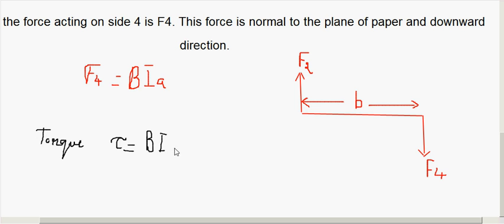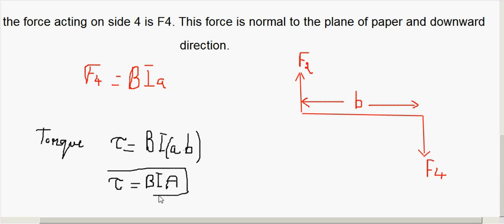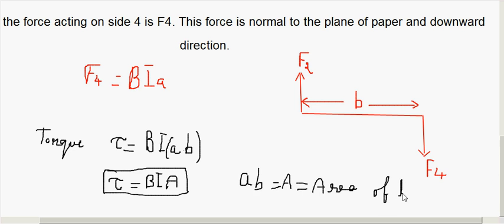So force is BIa into b. Now a into b is the area of the rectangular loop. So I can write it as BIA. The torque acting on a rectangular loop is given by BIA, B into I into A, because ab is equal to A, which is the area of the loop. So the torque is given by BIA. So this is about the torque acting on a rectangular loop. Hope you understood this.